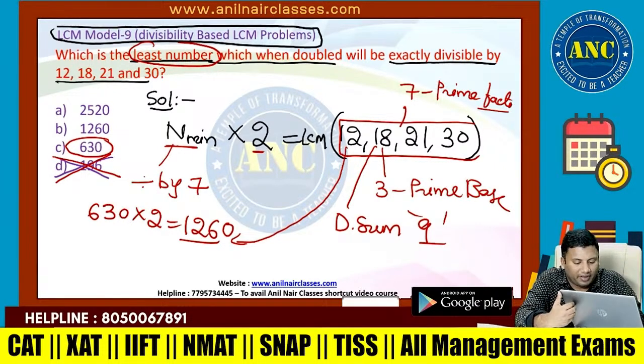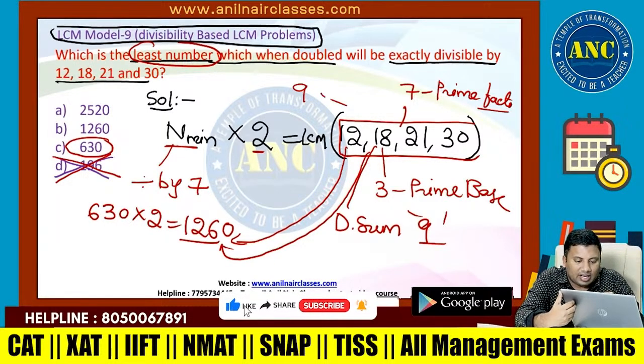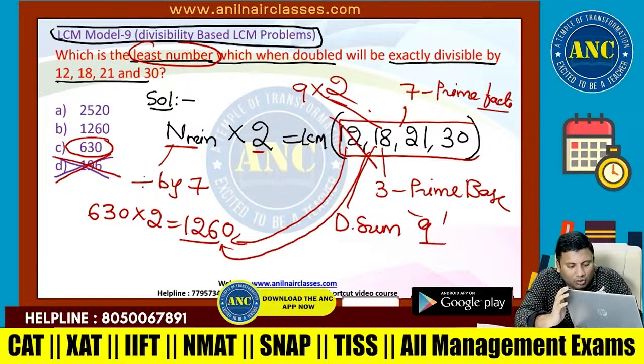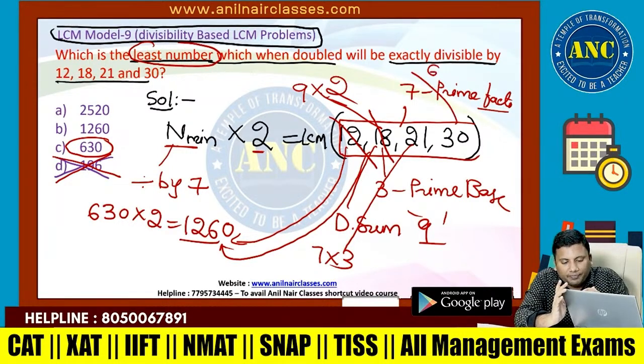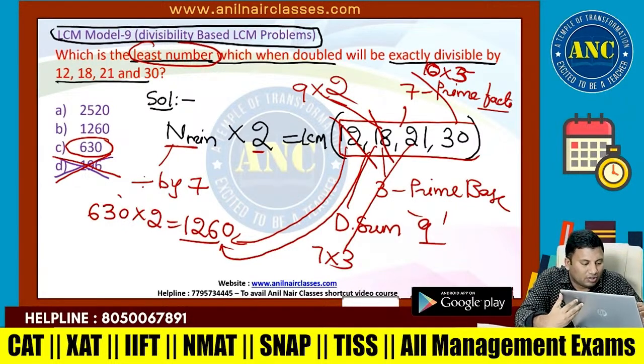12 into 105. 18, please check it out. 18 is 9 into 2. Digital sum is 9. Number is ending with 0. That means it is divisible by 2. 21 is 7 into 3. 7 we have already seen. 3 means sum of the digits should be divisible by 3. 30 is 6 into 5 or 10 into 3. 10 means unit digit is 0. 3 means sum of the digits is divisible by 3. So which number should be doubled? Answer is 630.